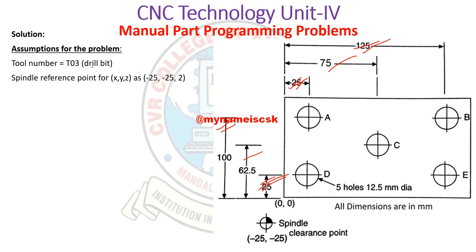Then the assumption: we are assuming that the drill bit is tool number 3, and we are taking the reference position as X is minus 25, Y is minus 25, and Z is at a height of 2.